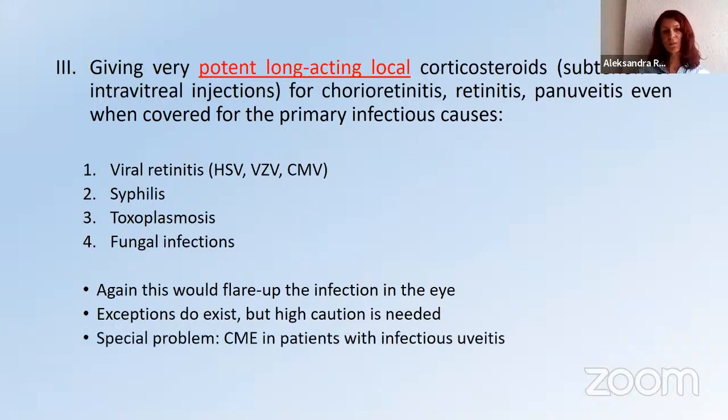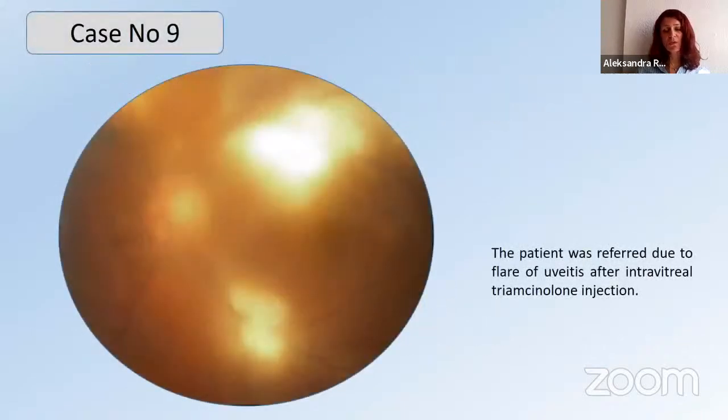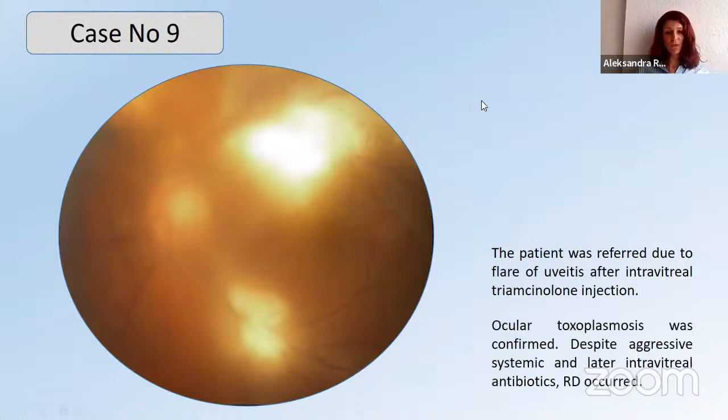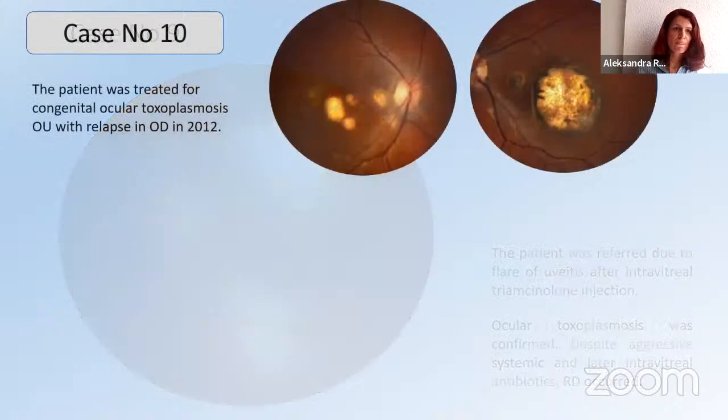A special problem is cystoid macular edema in patients with infectious uveitis, which really needs close monitoring. So this is a patient who was referred due to flare of uveitis after intravitreal triamcinolone injection. In the nasal upper part, there was a scar, and of course, ocular toxoplasmosis was confirmed. Despite aggressive systemic and later intravitreal antibiotics, retinal detachment occurred. I think he even got two intravitreal triamcinolone injections, so it was an inevitable consequence.